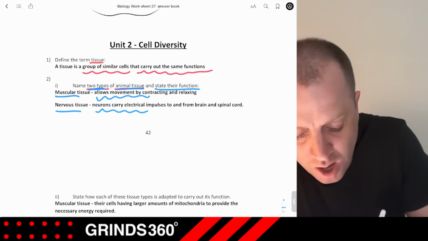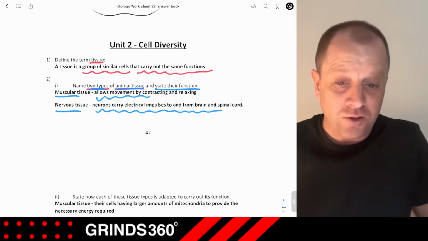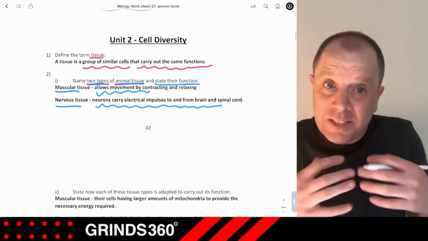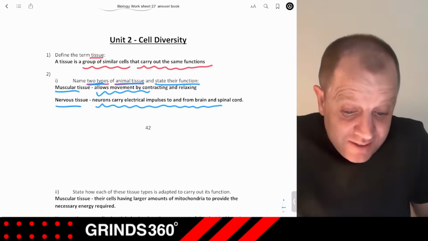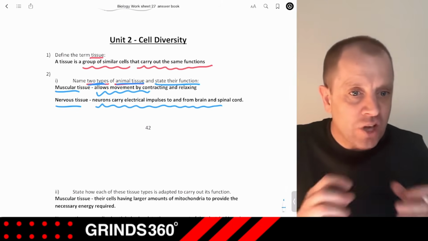Nervous tissue carries electrical impulses to and from the brain and spinal cord. So those are the functions. Now, this has been asked in 2019, for example. This is what they asked in 2019, the last time this chapter was asked properly as a chapter by itself.